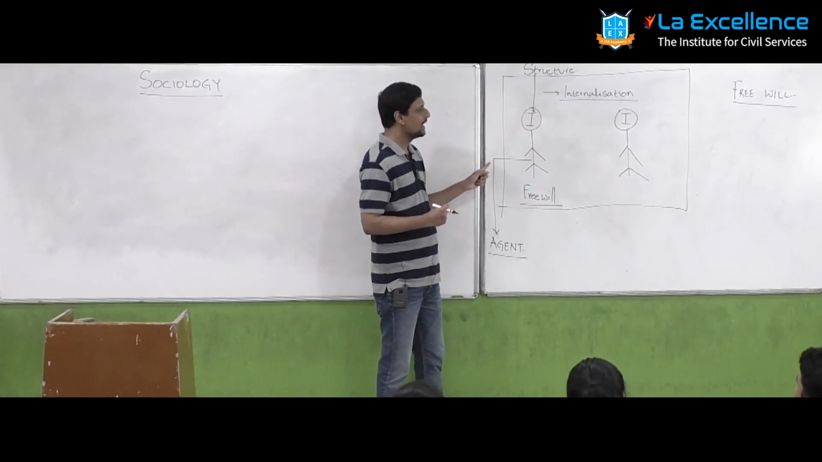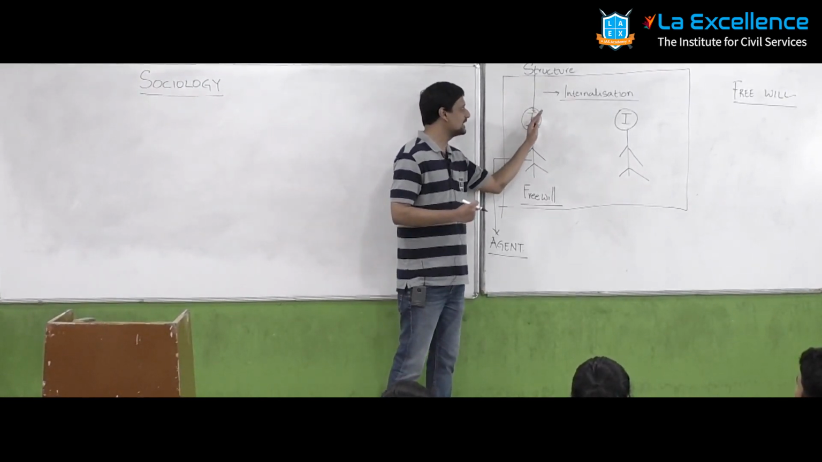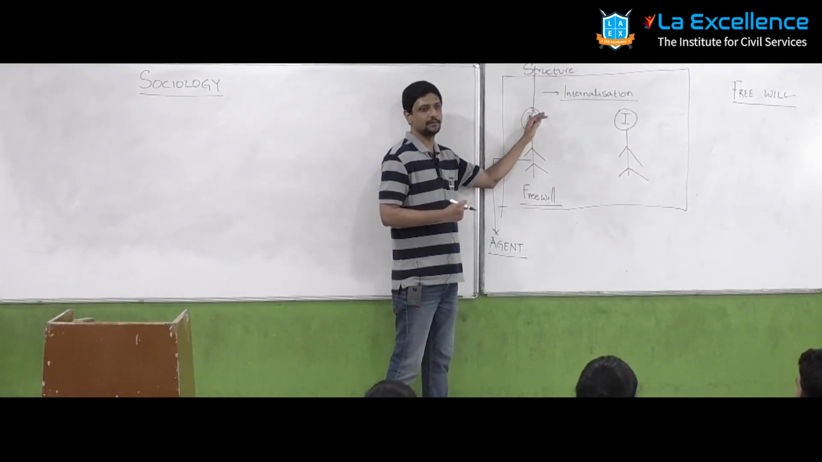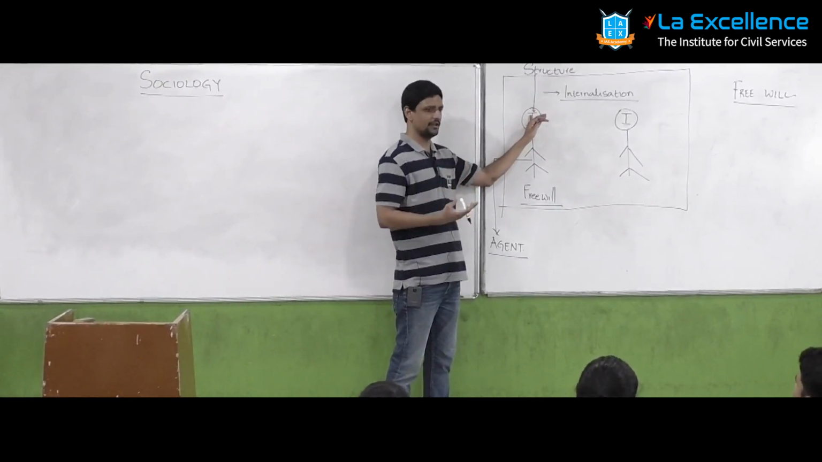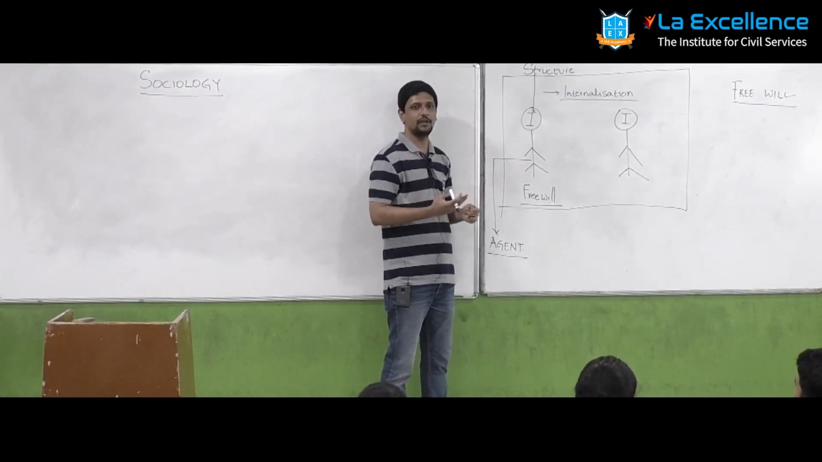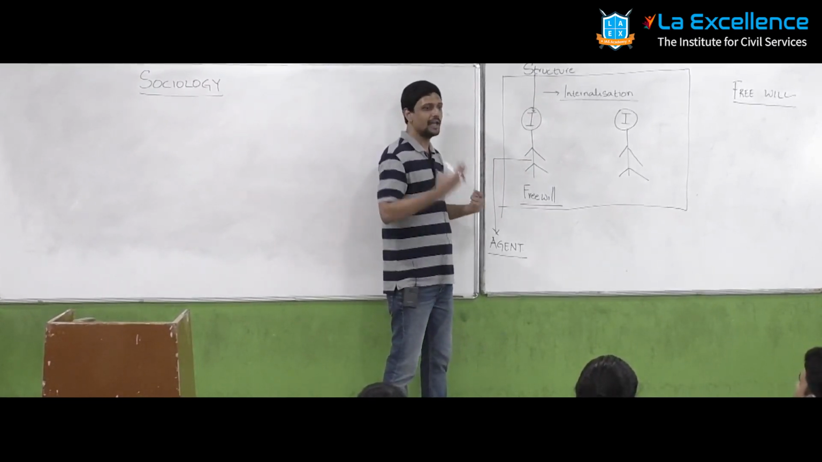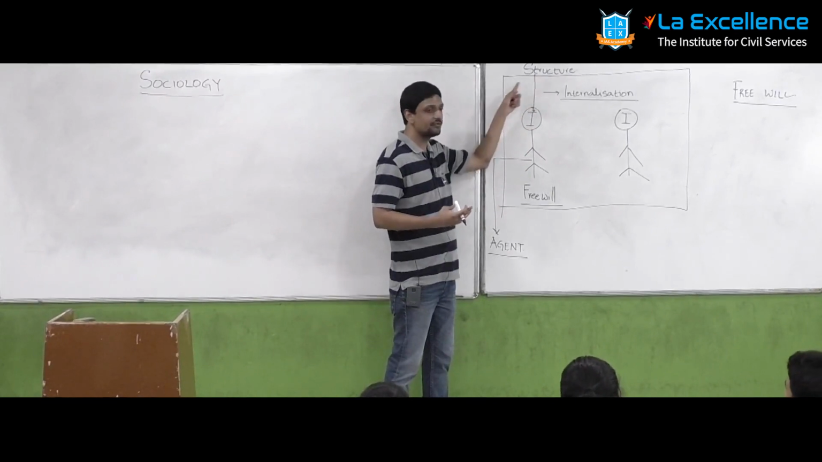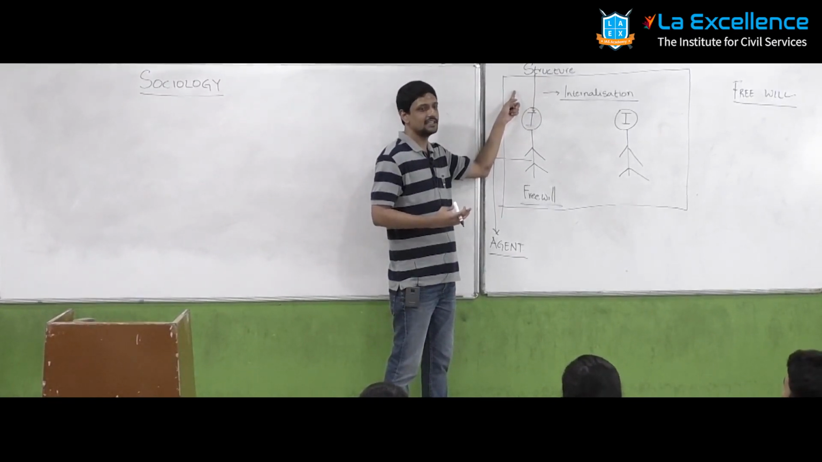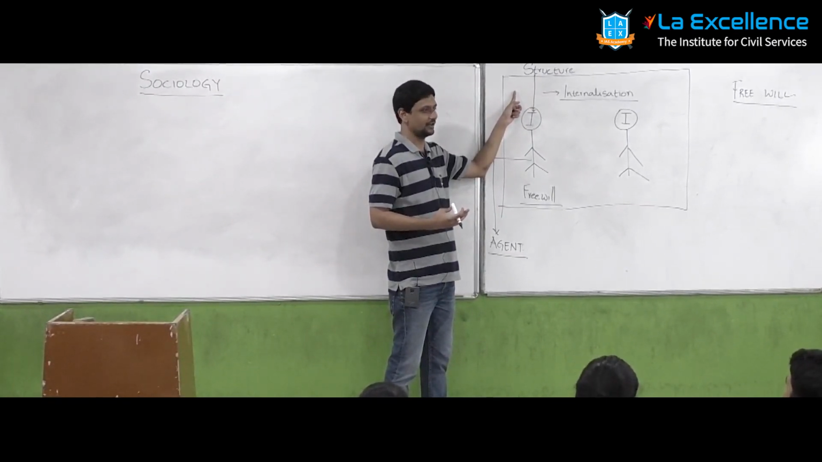There is a structure outside which constrains what this person can actually think or not think. Okay? This person can think whatever. In your fantasies you may be wearing a sari and going around in Hyderabad, right? But you don't act on it. Why? Because there is a structure which constrains your action, right?